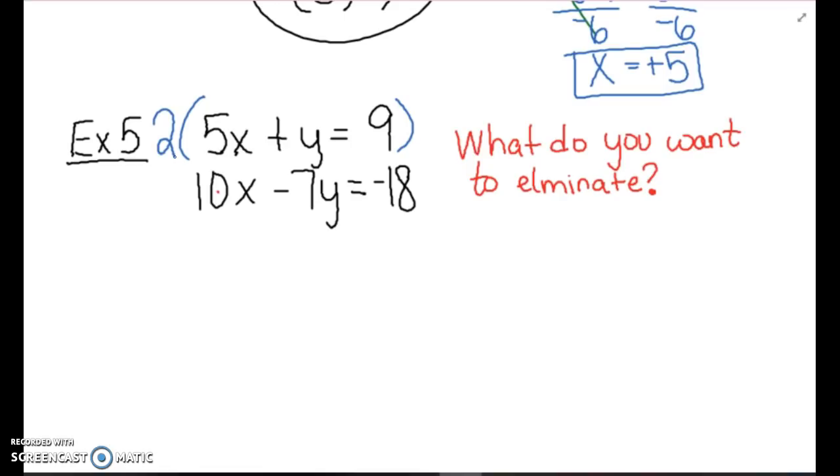So if I multiply it by a positive 2, it's going to give me a positive 10. I don't want a positive 10 because this 10 is already positive. I want a negative 10. So what does that 2 have to become? Think about it. If I have a positive 10 and I want a negative 10, I need a negative 2. I need to multiply that top equation by a negative 2.